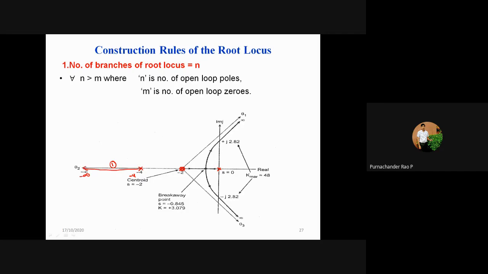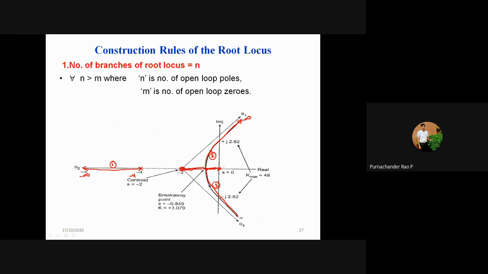Here this is root locus branch 2, which starts from s equal to 0, comes here, moves forward, crosses the imaginary axis and reaches infinity. The third root locus branch starts from -2, then breaks away here, and then moves towards infinity in this fashion. So this is another root locus branch.